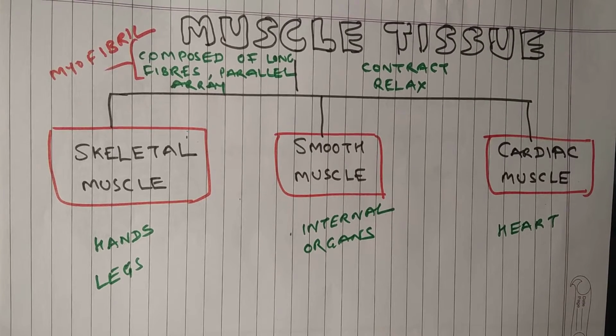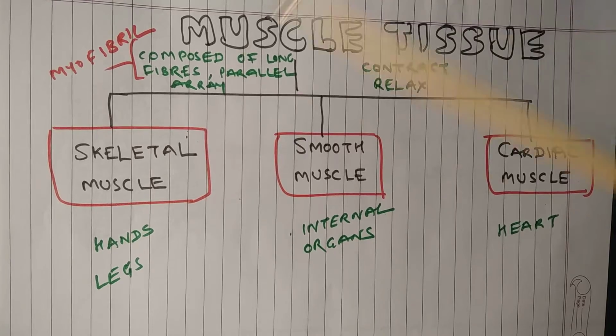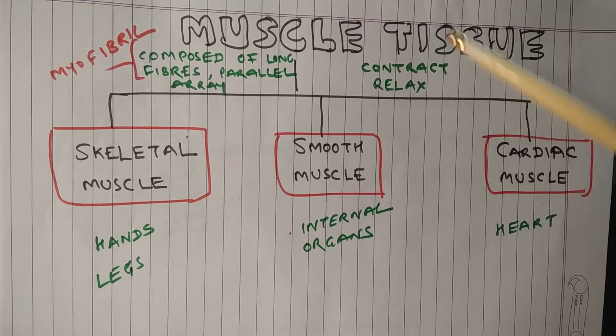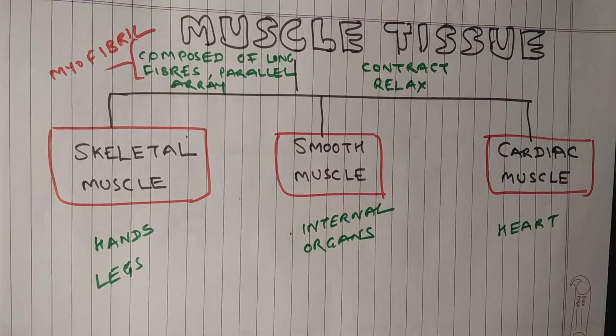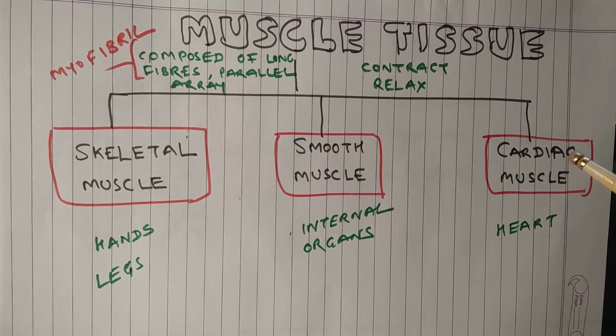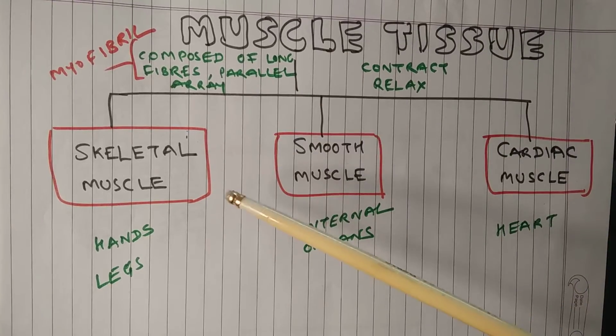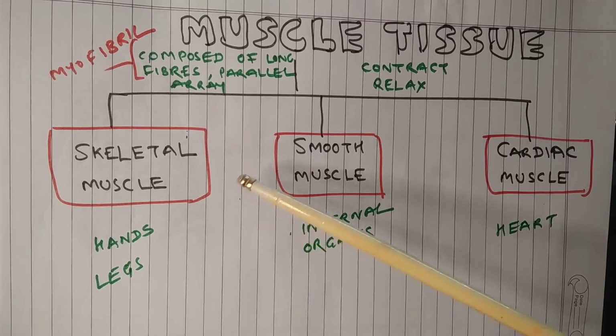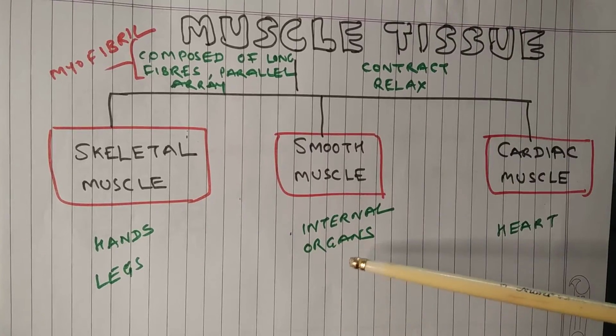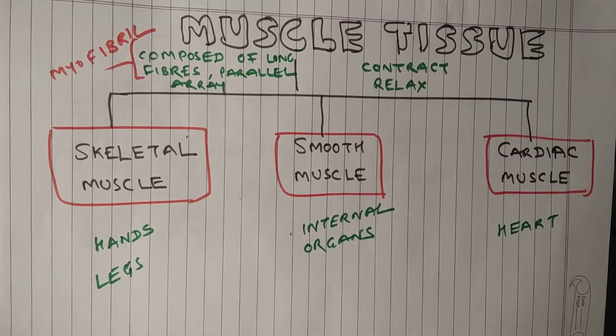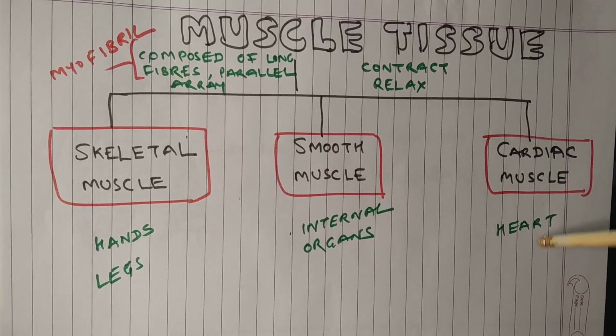There are three types of muscle tissue. Number one is skeletal muscle, number two is smooth muscle, and number three is cardiac muscle. Skeletal muscles are found in hands and legs, smooth muscles are found in internal organs, and cardiac muscle is found in heart.